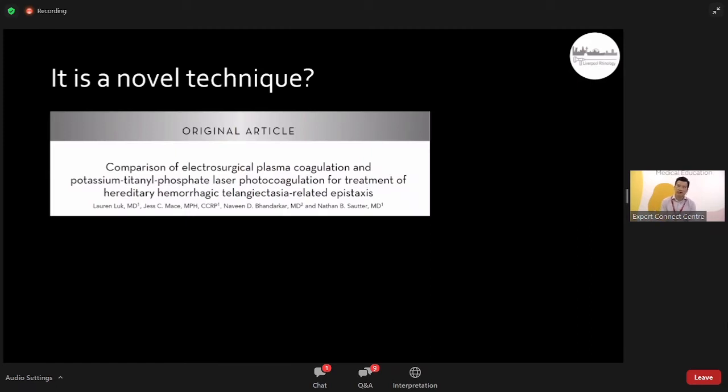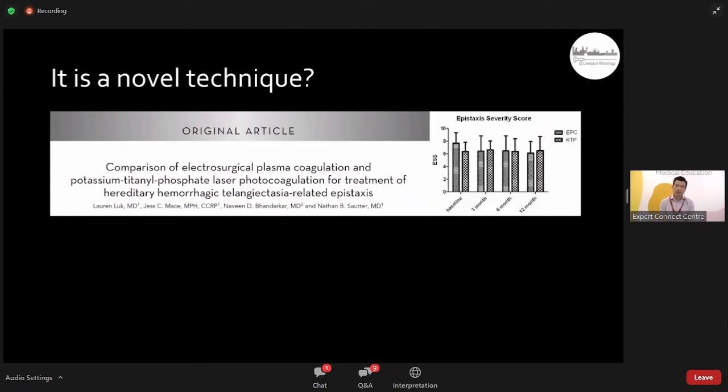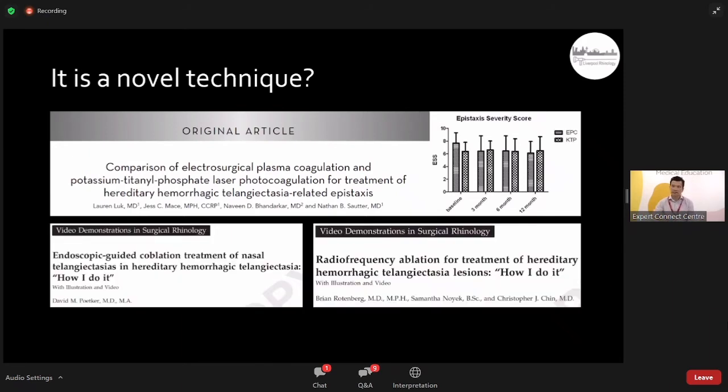It's certainly not a novel technique, and these are some of the papers that Prof had alluded to. This was the first study by a group in America looking at two cohorts, one with the KTP and the other with the COBALTION. They concluded that both are just as effective in reducing the severity and frequency of epistaxis. Subsequent to that, there have been two further "how I do it" papers, where the senior authors shared their technical tips, and that's one of the videos that Prof may have shared earlier as well.